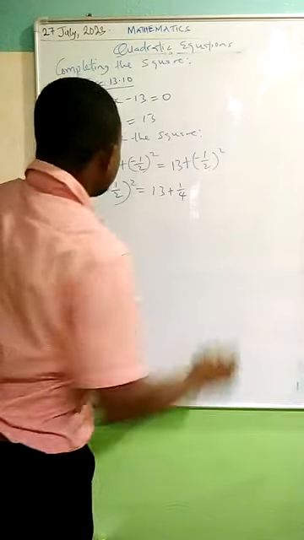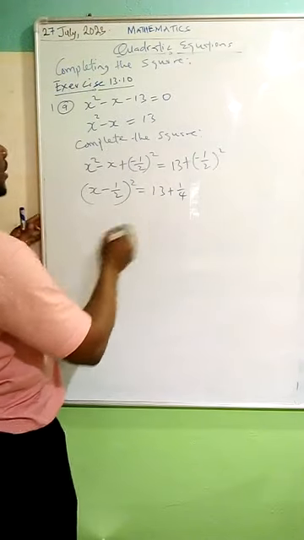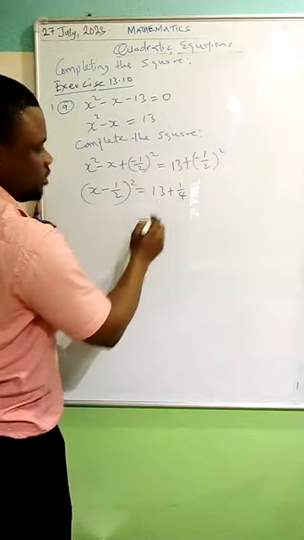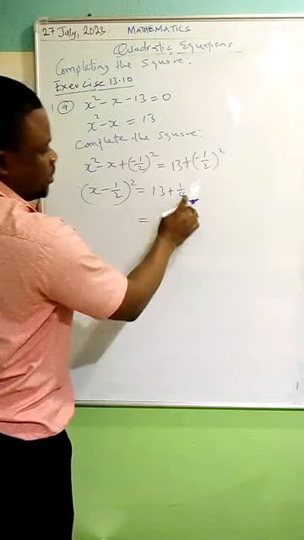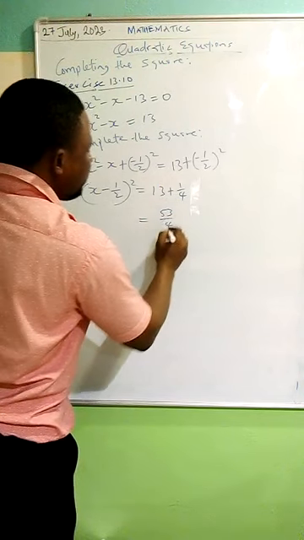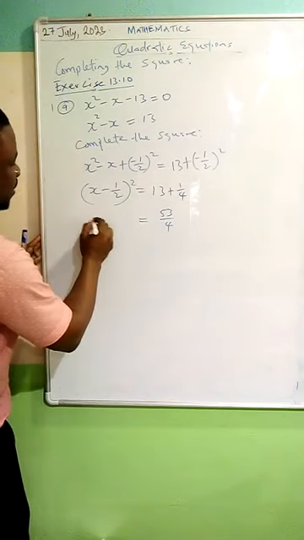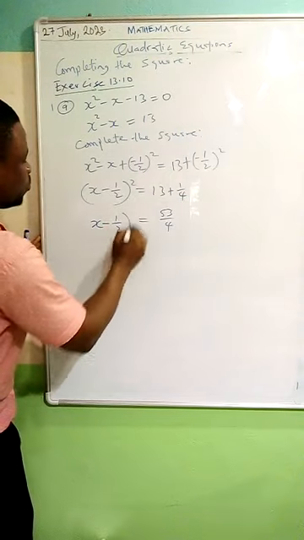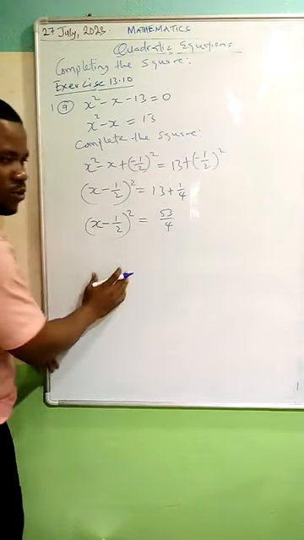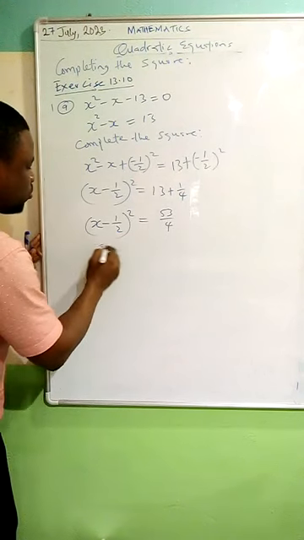Okay. Then on this side, I'm going to try to make this a single value. So this becomes 13 plus, this is 52, 52 plus 1, 53 over 4. That's what I'll get on this side. And here I'll get x minus 1 over 2 all squared. So now I can simplify because I have a single value here, single value here. So what do I do? I square root both sides.